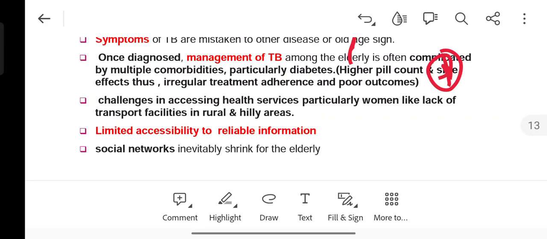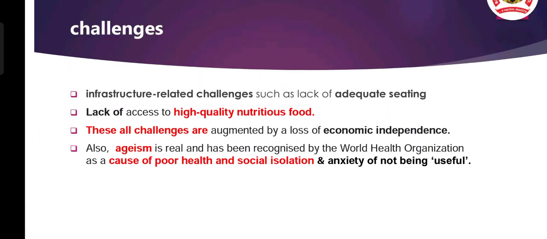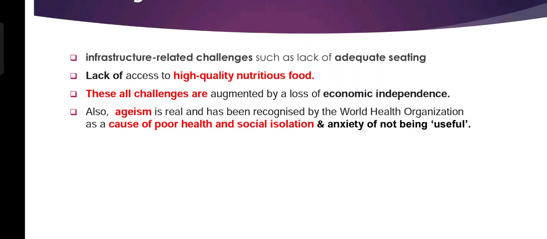People even diagnosed with the disease may face social isolation. People do not even come closer to that person. So all of these affect the mental condition of the elderly as well, and social networks shrink for the elderly. And what are the further challenges? Infrastructure-related challenges, like adequate seating in buses or various transportation systems, along with lack of access to high quality nutritional food.